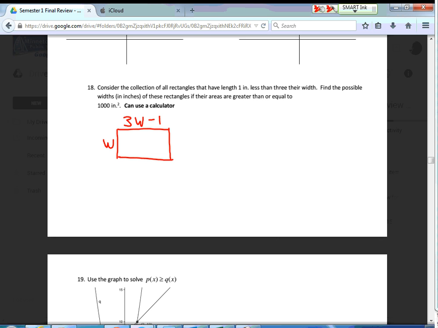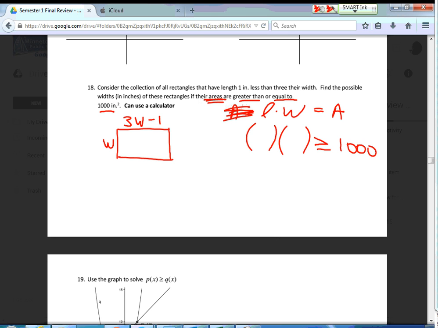Now I got to go over and make an equation for it. And so it's about the areas of them. So area is length times width. And do I know the area? Well, I know that it's bigger than or equal to 1,000. So I'm going to put the area over here and make it bigger than or equal to 1,000. Now you just have to put in your length and your width. And it says can use a calculator. So that means if I were doing this kind, I would always graph both sides and see where they cross. Once you get this equation finished by putting these numbers into it, you'll just graph both sides and see where they cross.